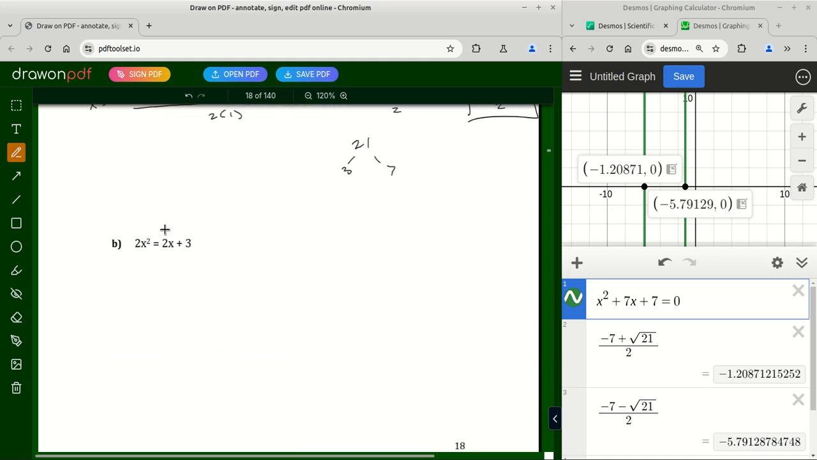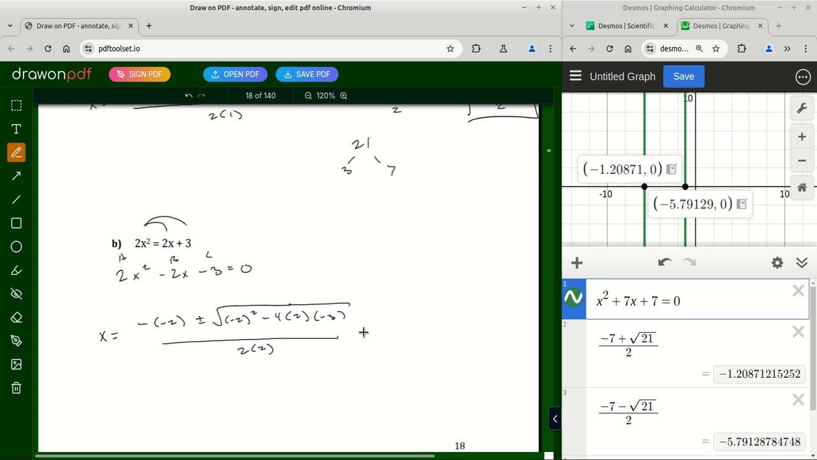So here we go. First off, I have to move it all over to make it into a proper format. So we got my A, my B, and my C. Here we go. So negative of a negative 2 plus or minus negative 2 squared minus 4 times 2 times negative 3, all over 2 times 2. 2 negatives make a positive. Got a 4. 2 negatives will make a positive again. 8 times 3 is 24, all over 4.